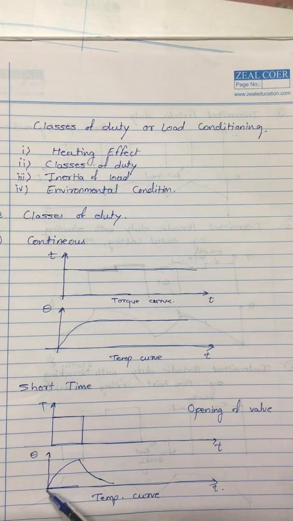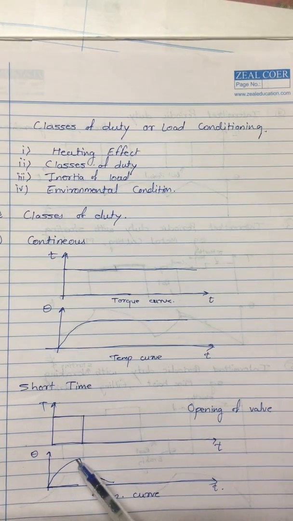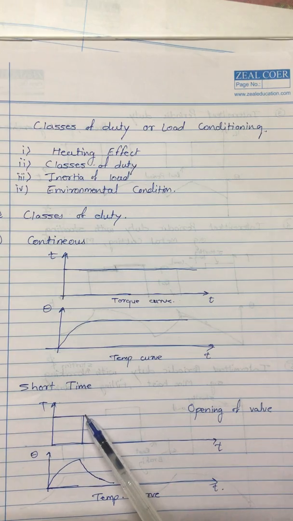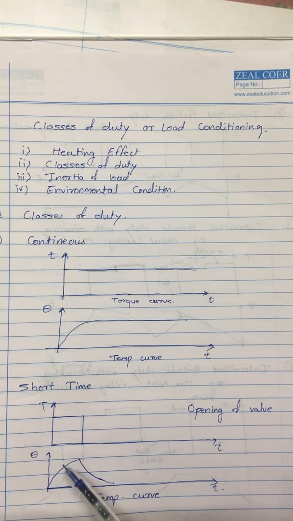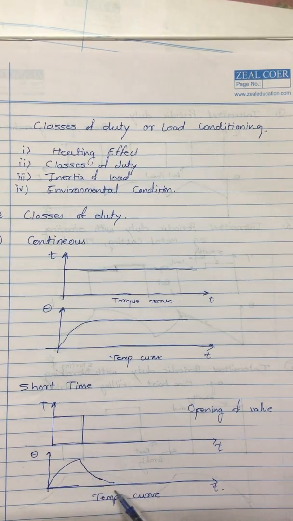The heating will increase. This curve shows the increase in temperature up to this point, and after that it starts decreasing. As it is short time duty, it will not attain steady state temperature and the temperature will gradually decrease.